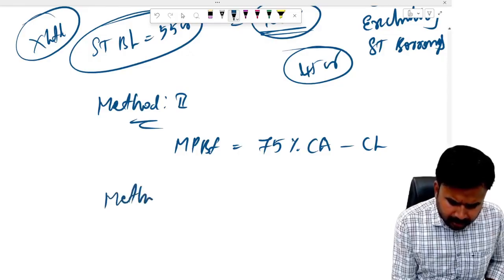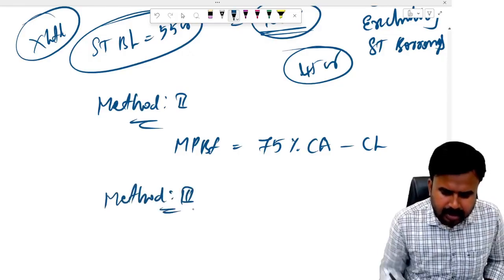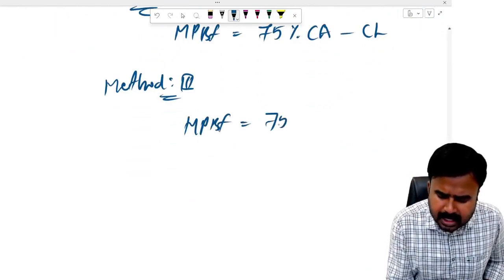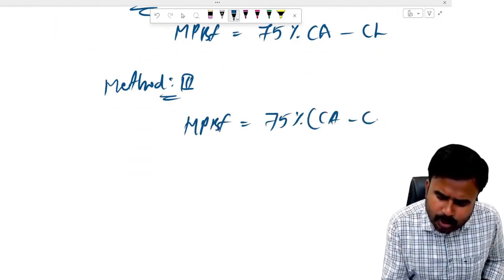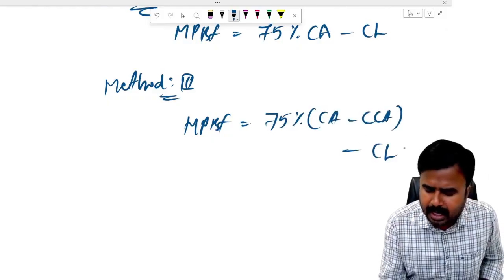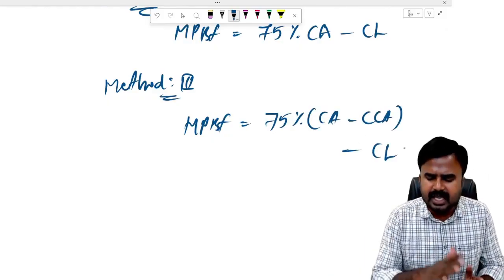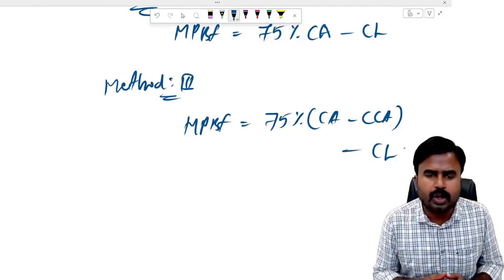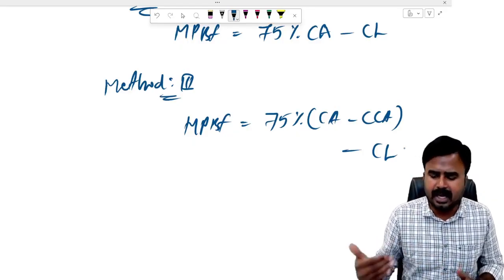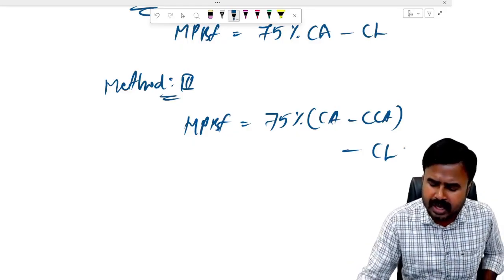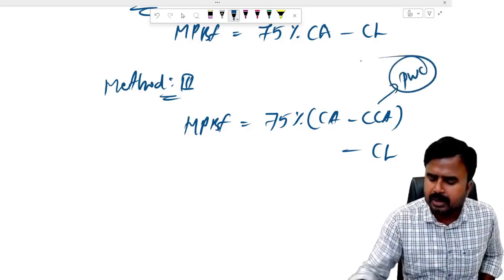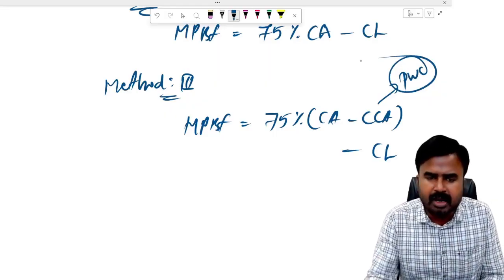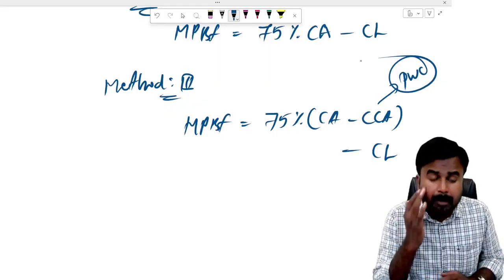Under method 3, the maximum permissible bank finance MPBF is equal to 75% of current assets minus core current assets, CCA, minus current liabilities. This is the formula. You must apply 75% to current assets minus core current assets, then deduct current liabilities. My dear students, core current assets is nothing but permanent working capital, the working capital that should be maintained by every firm throughout the year. It is the minimum level of working capital maintained by the company throughout the year.